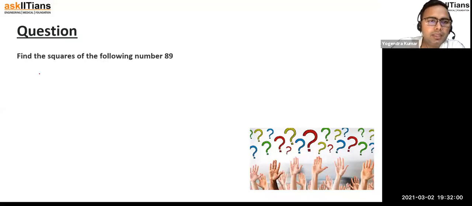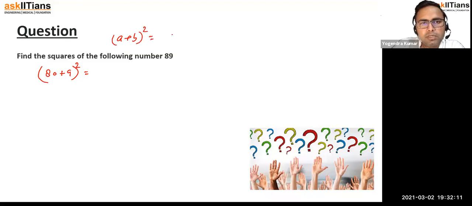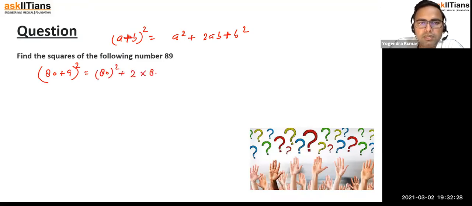So 89 can be written as (80 + 9) whole square. Now we know the property: (a + b) whole square is a square plus 2ab plus b square. This is the identity which is valid for any numbers. Whatever numbers you have, you can apply this identity. So we have 80 square plus 2 times 80 into 9, where we multiply both the numbers, plus 9 square. So what are we getting? 8 square, what is 8 square we have?